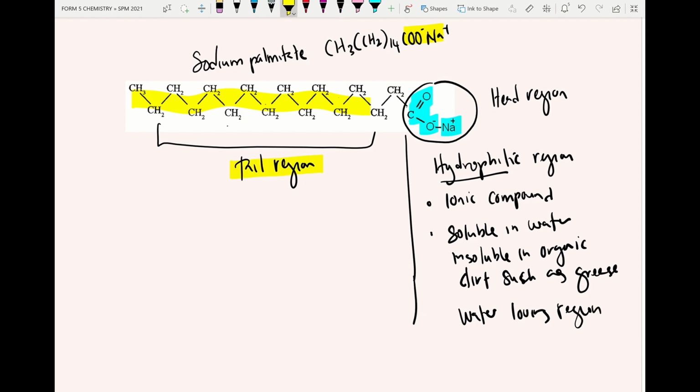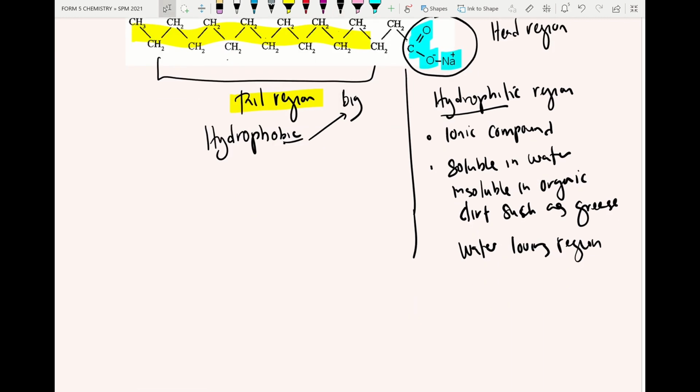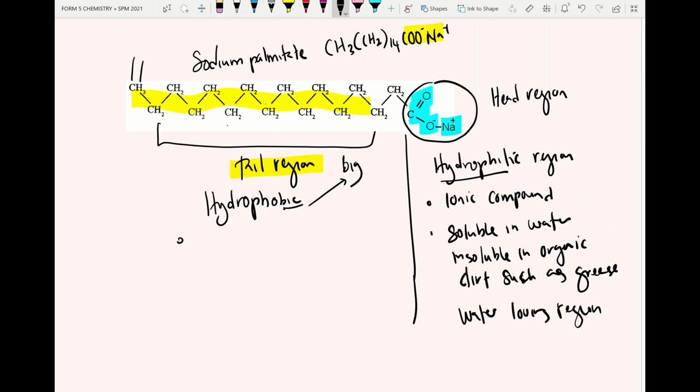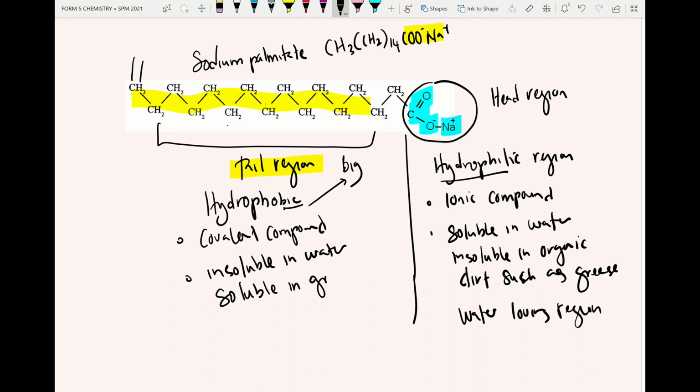All right, we move on to the tail region. Please remember, it is a big region. This region is known as hydrophobic. So please remember, the hydrophobic region of soap. This tail region is made up of carbon and hydrogen, which are non-metal atoms. And when non-metals combine together, they form a covalent compound. This covalent compound, please remember, is insoluble in water. But the tail region, or hydrophobic region, is soluble in grease or oil, and this region is known as the water-hating region. Please remember all this.